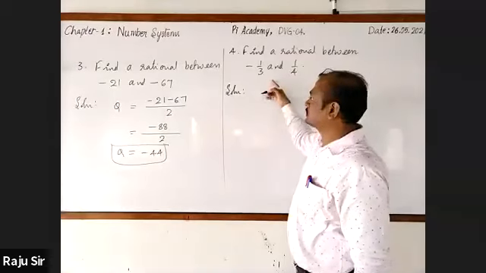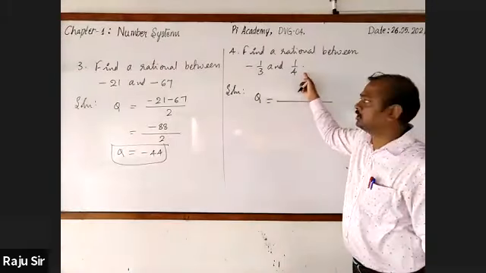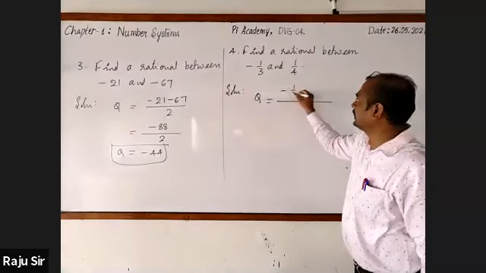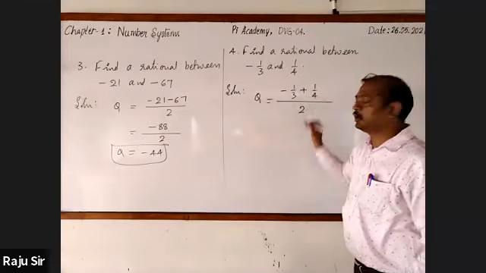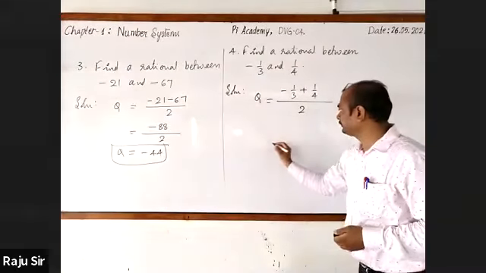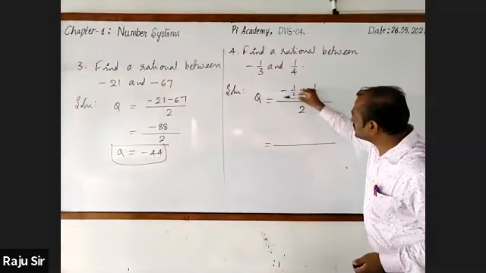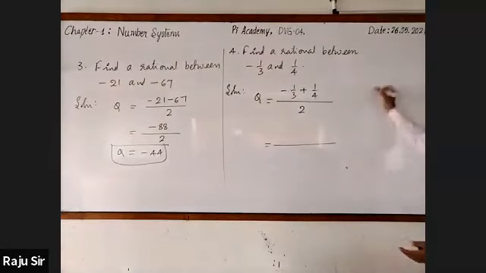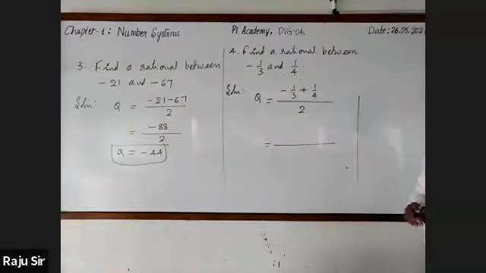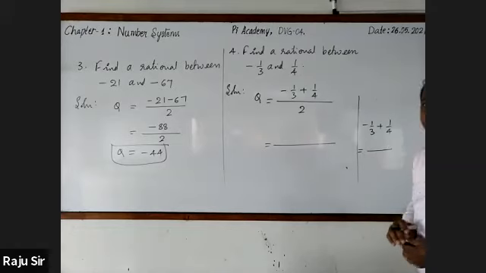A rational number between these two, that is Q, is equal to the sum of the terms, that is (-1/3 + 1/4), all divided by 2. You need to simplify this. You may simplify that directly, or else you may use the working copy. This is minus 1 by 3 plus 1 by 4. LCM. What is the LCM?